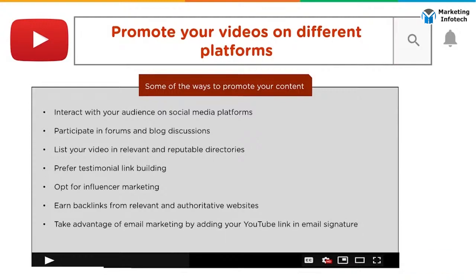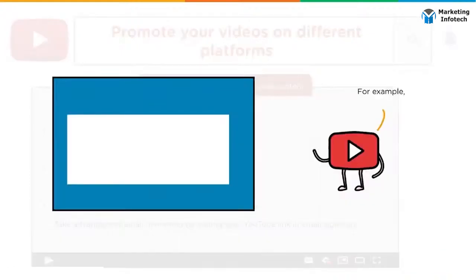You can also take advantage of email marketing by adding your YouTube link in the email signature. For example, it's a simple email. Any email client like Gmail or Yahoo or even Hotmail or Outlook is going to give you the ability to add a signature. In the signature, you could simply include a link to the video or to your YouTube channel. It doesn't have to be to a specific video, but it's a way to get people to your YouTube page or to that video. So the whole idea is more eyeballs, more potential subscribers.